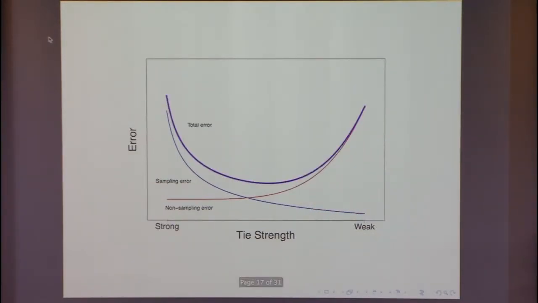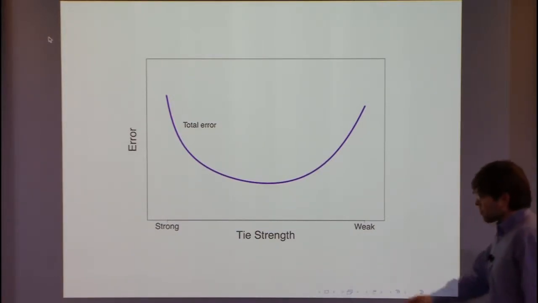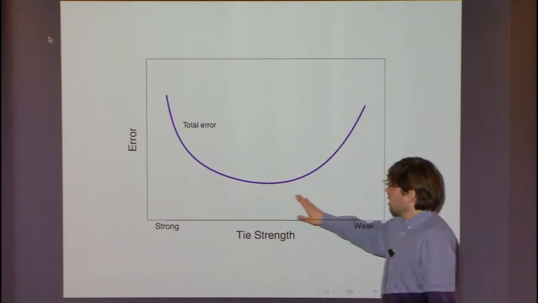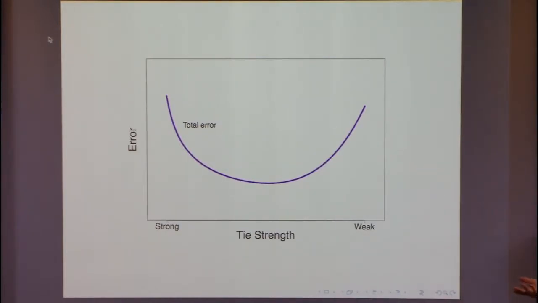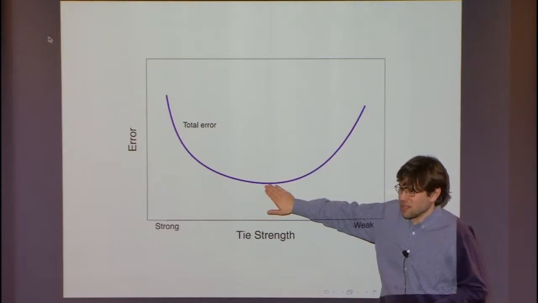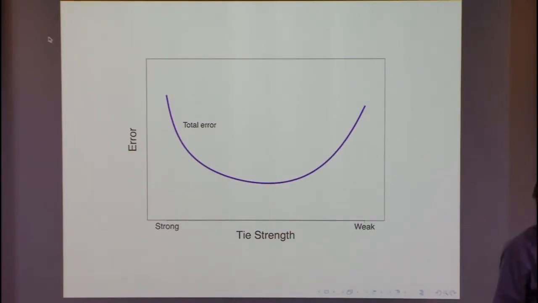And so then if you put these together, you get something that looks like this, where you think your error is a function of the tie strength. And then when you see a picture like this, you naturally would like to know what that point is. So we set out to try to find that.